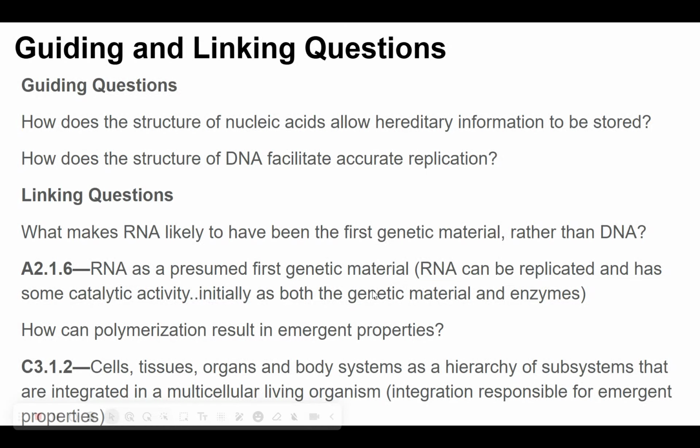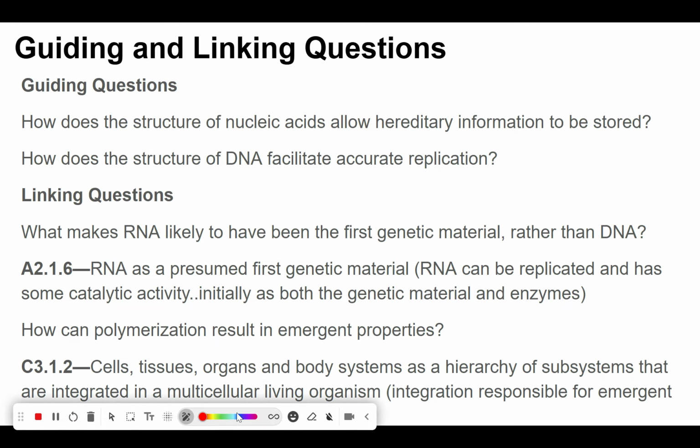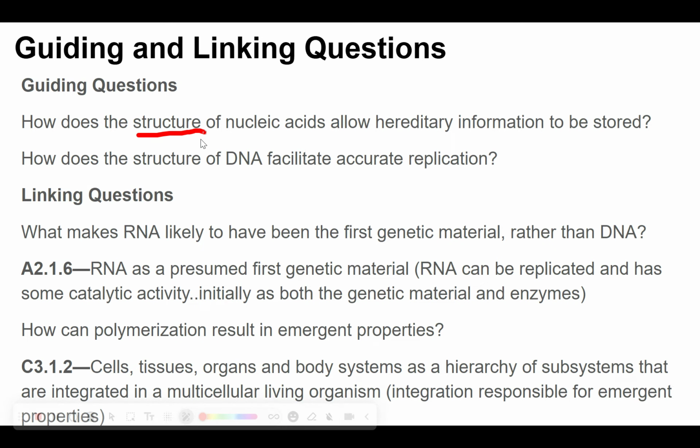Some guiding and linking questions. The guiding questions from the IB are: how does the structure of nucleic acids allow hereditary information to be stored? And how does the structure of DNA facilitate accurate replication? So you'll notice probably both of these questions ask you about structure of molecules.